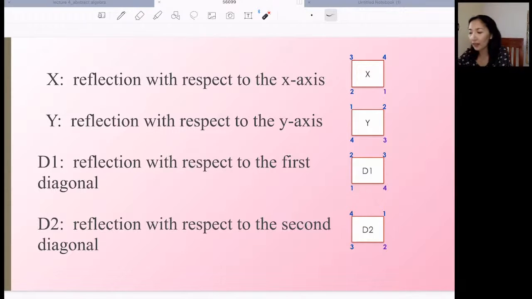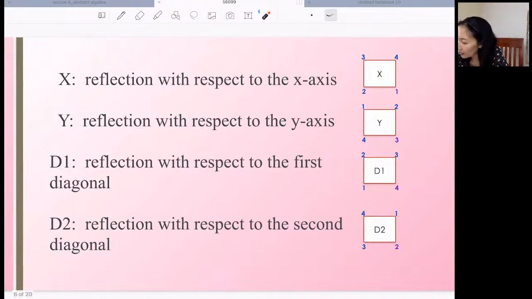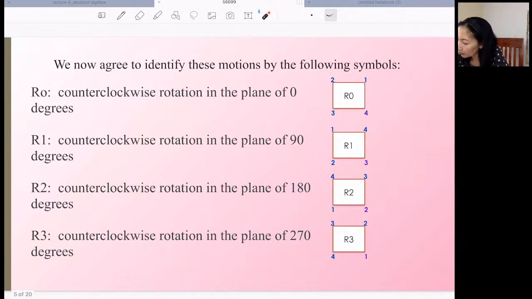Next is a reflection with respect to the X-axis first. Let me copy this. What will you do? This is your x-axis, yes? So let's go back to the previous R sub O. What are we going to do with R sub O? Flip it over. Rotate it. Okay? Oh no, not rotate. Reflect it along the x-axis.